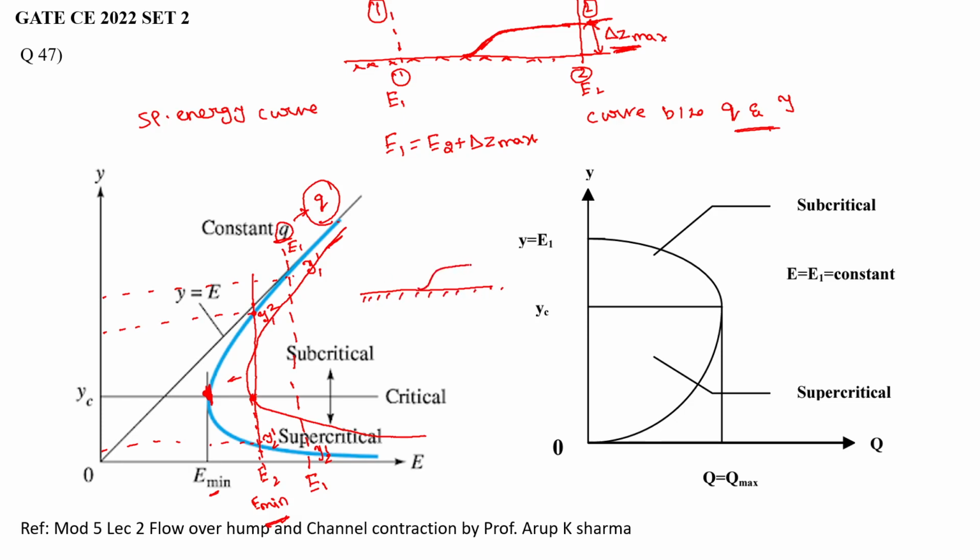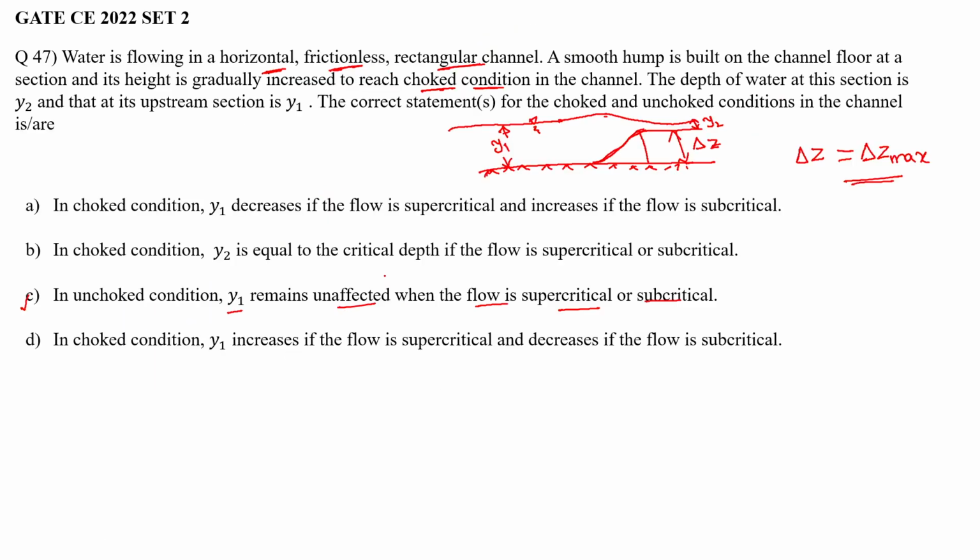Suppose you raise this hump to some delta z. This is a flow at y1. Now let's say the flow is subcritical. What will happen? The discharge will reduce and the depth will decrease. And if the flow is supercritical, the depth will increase like this. So it does not alter the upstream depth. So option C is correct. In the unchoked condition, Y1 remains unaffected when the flow is supercritical or subcritical.